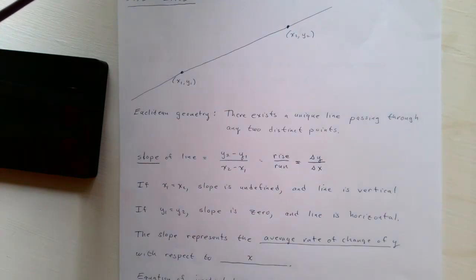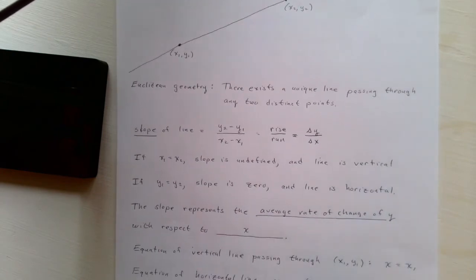Going to the degenerate cases, the equation of a vertical line passing through the point x1, y1 is given by x equals x1, whatever the x coordinate is. And the equation of a horizontal line passing through this point is y equals y1. So x equals a constant always gives a vertical line. y equals a constant always gives a horizontal line. Those are the degenerate cases.